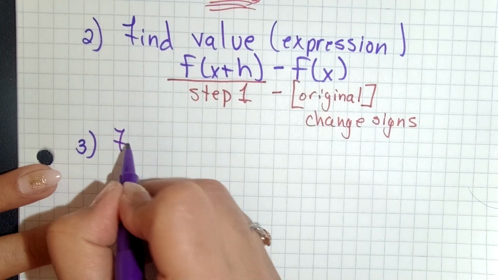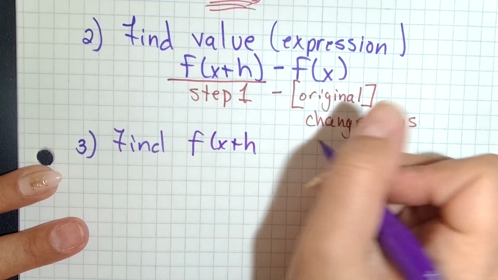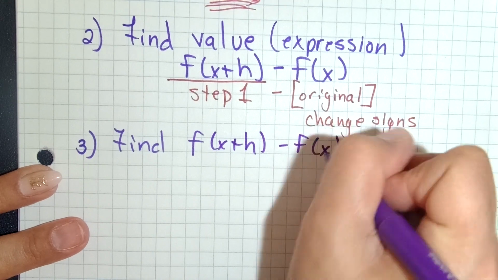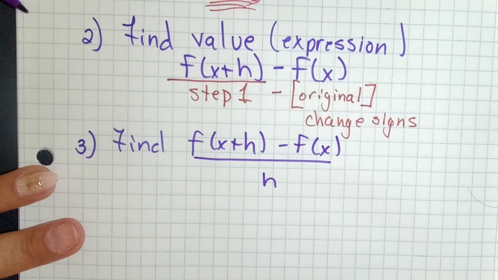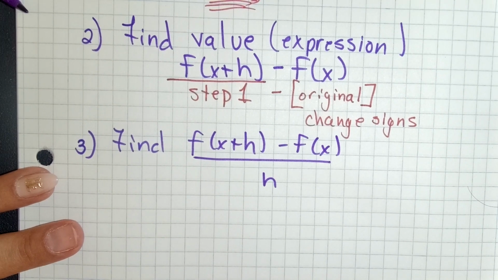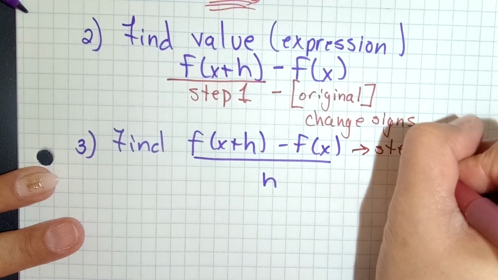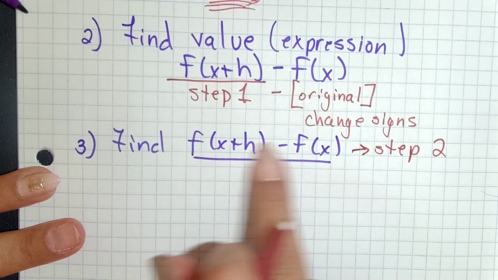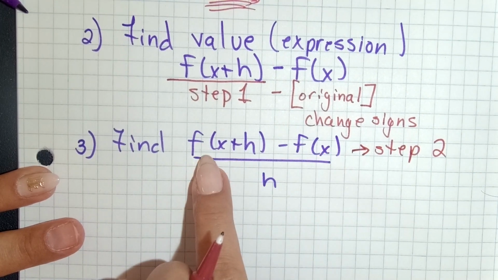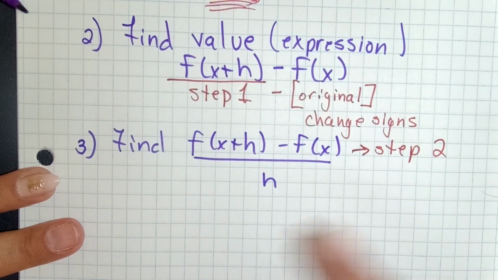Step 3, you're going to need to find f of x plus h minus f of x over h. You already did this in step 2. So you have this already, this expression from step 2. So we're just going step by step to make it easier for you.